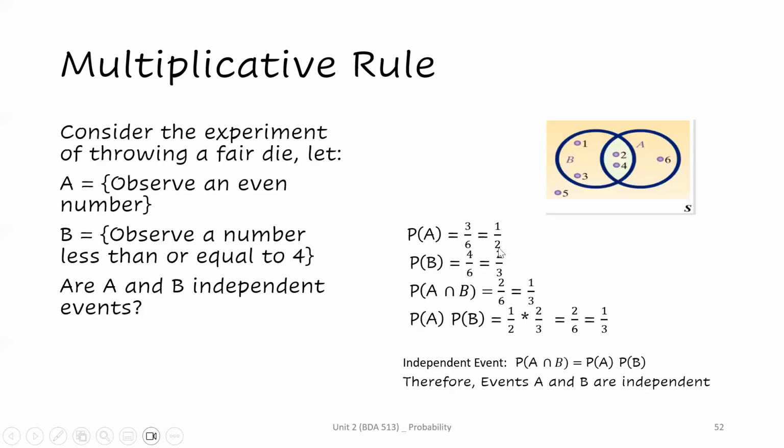And then we proved it here. We calculated the probability of A, B, and also the intersection, which is 1 over 3. And then we also calculated the product of the probability of A and B, which is also 1 over 3. So since the 1 over 3 intersection and the 1 over 3 multiplication of A and B are equal, that means that A and B are independent.